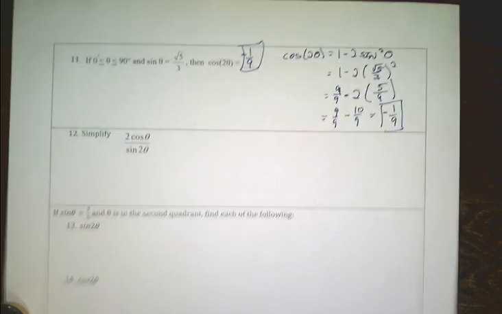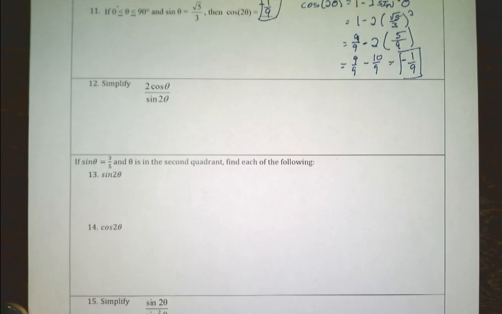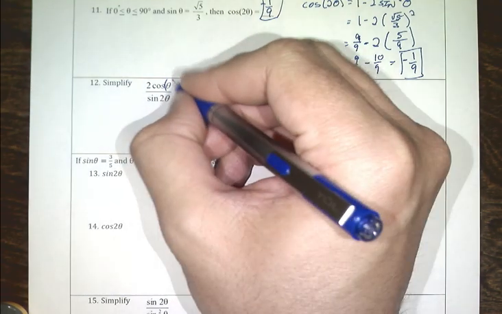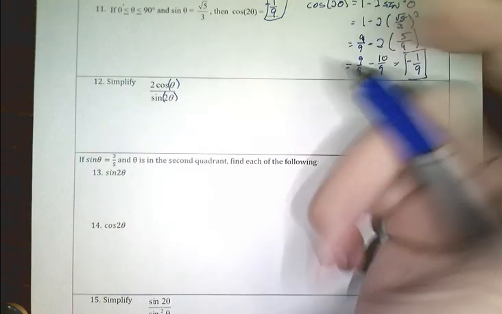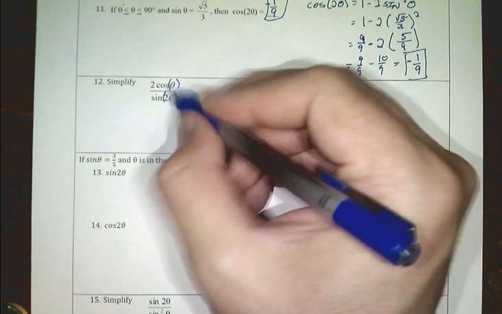Number 12, simplify. The first thing we should look at is that these two trig functions don't have the same angle. So there's not a lot we can work with unless we can make them have the same angle.